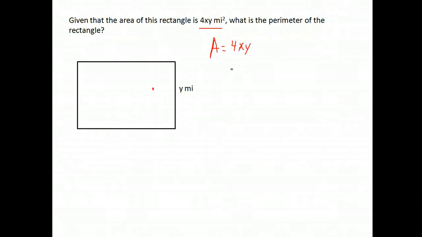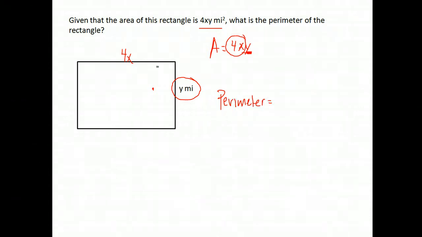Well, area of a rectangle is length times width. We know our width is y. Okay, so our length has to be 4x, so that when we multiply, we would get 4xy when we take length times width. So we used the area to figure out what the length of the other side was. Now we're going to find the perimeter.